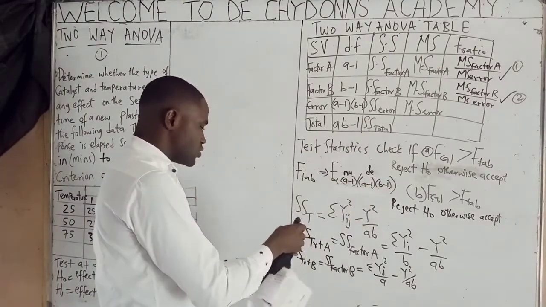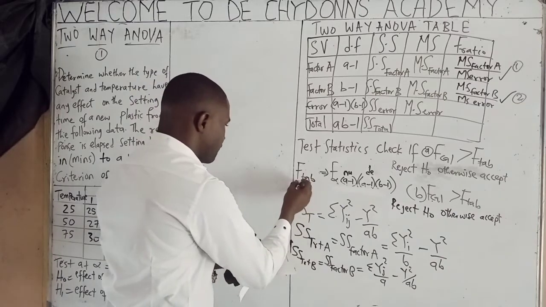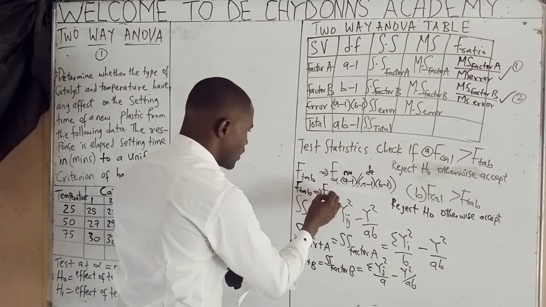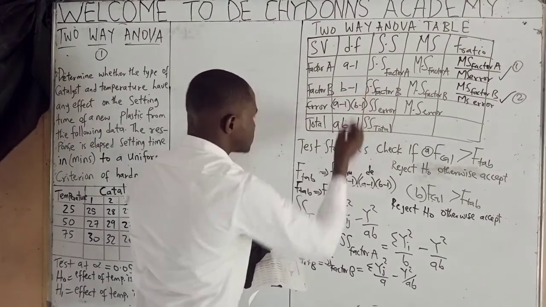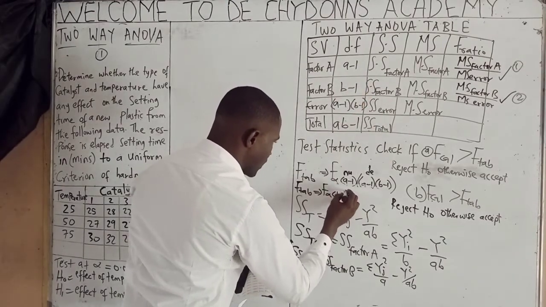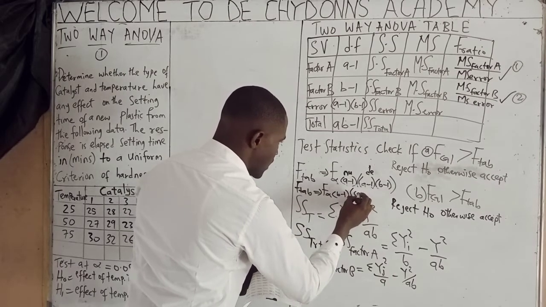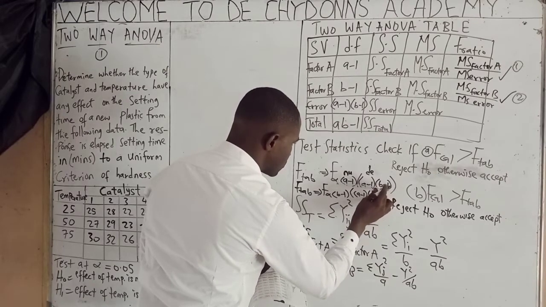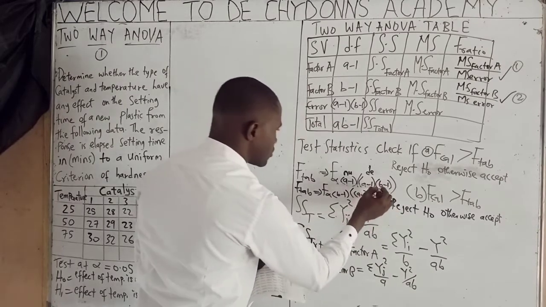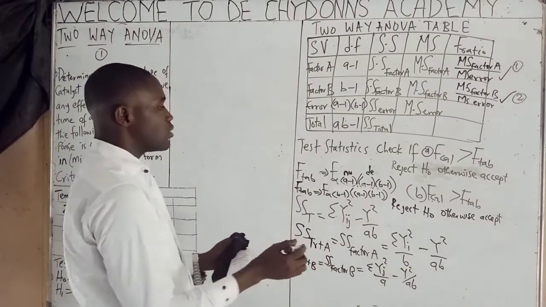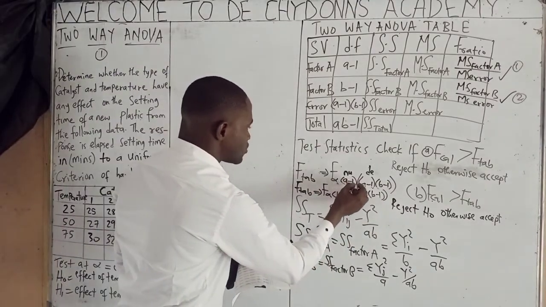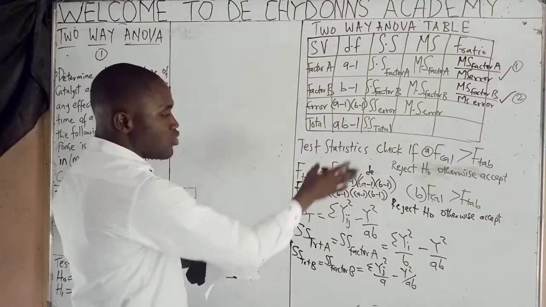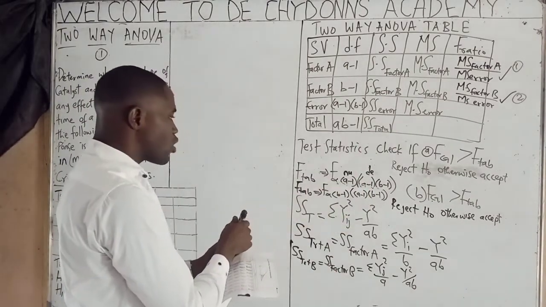for the second one, you say F tab equals F alpha at B minus 1, bracket A minus 1 bracket B minus 1. Okay? So once you test, you see how you can conclude. Now, all you are seeing here, you will understand when we go into the question.